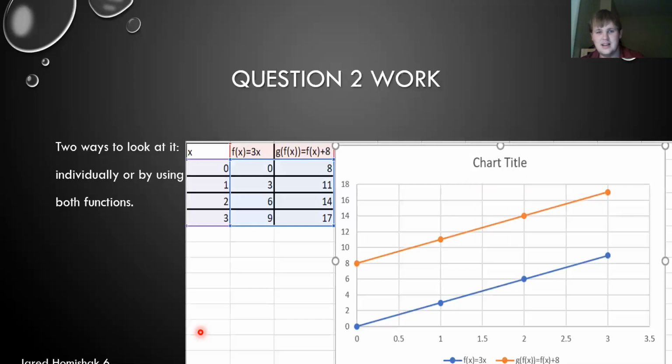All right, next question. This is about f of x and g of x, where you basically solve for g of f of x. Now, the way it's shown up here on my chart is just adding g of x to f of x. So here we have g of x, f of x is just f of x and then adding g of x to that. So g of x is x plus 8.